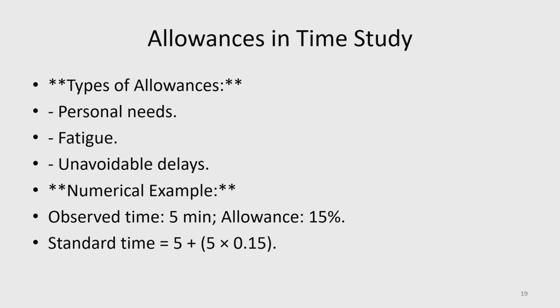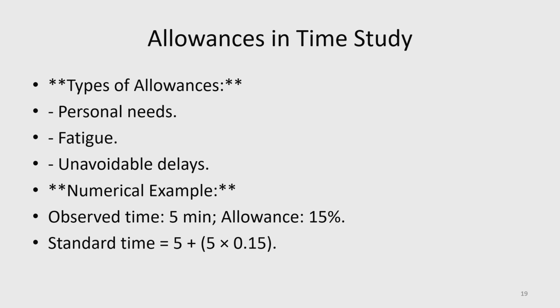So, I give one numerical example. Suppose I observe time is 5 and let us say rating is also 1. Allowance is 15%. So, therefore, standard time here becomes 5 plus 5 into 0.15. Now, you have to be careful: here I have given the allowance of 15% on observed time, but people may say that the allowance has to be given on the total standard time.